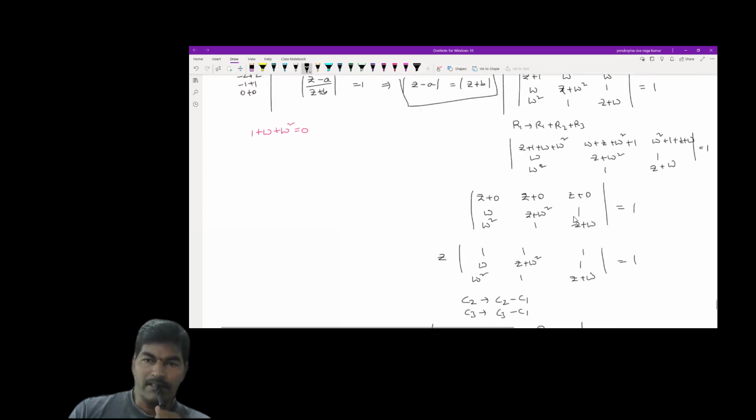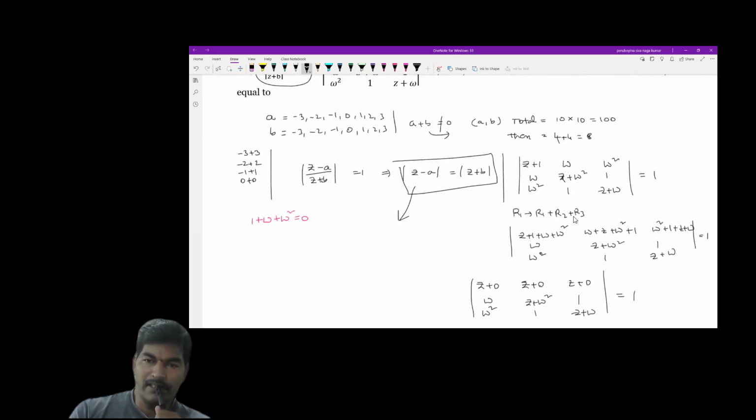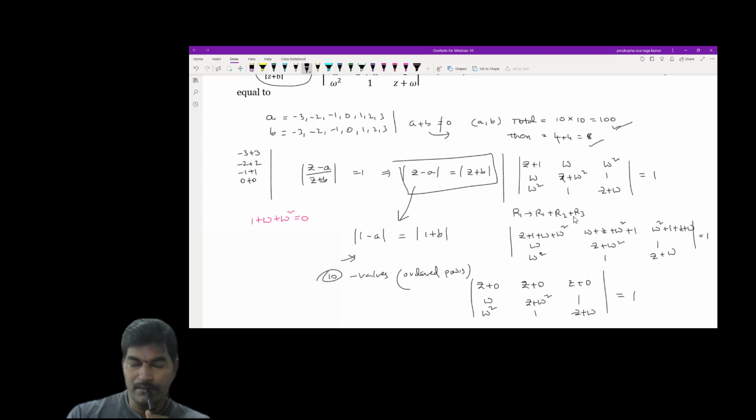Okay, so after getting Z equal to 1, we will implement this value in this rule. So these ordered pairs, whatever we calculated as 100 at first, and then we deleted because the sum should not be 0. After that, we will have 92. And now they must satisfy this property, this A comma B must satisfy this distance property also. So after calculating and verifying this filter also, we got only 10 values, 10 ordered pairs.